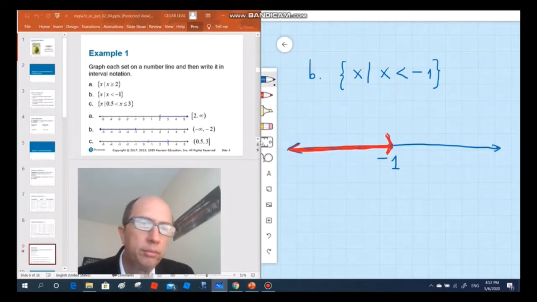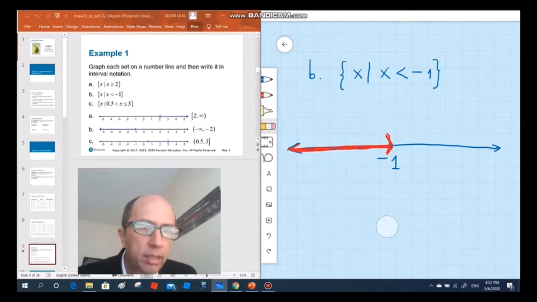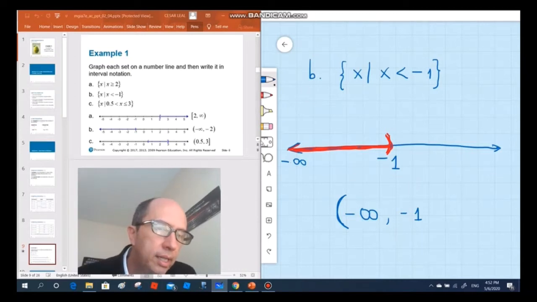In interval notation, -1, we go first here, negative infinity, right? Negative infinity to -1. Negative infinity, always parentheses, and -1 included or not included? Not included, parentheses too.